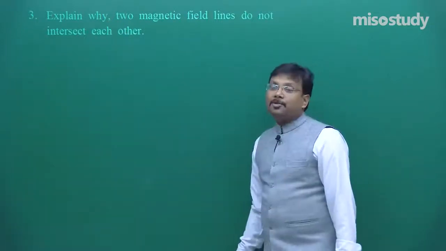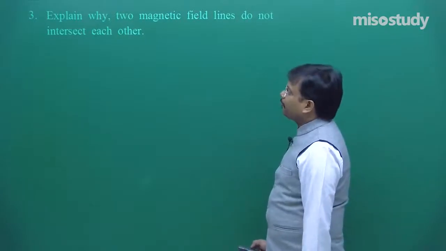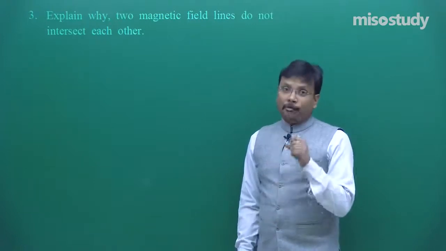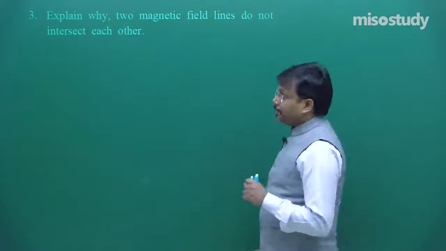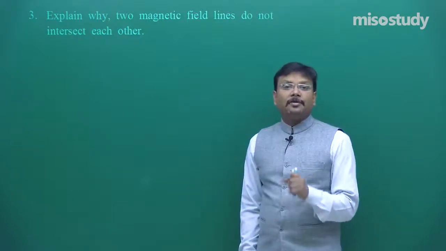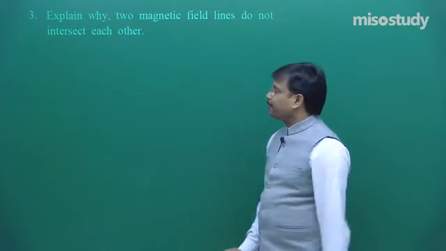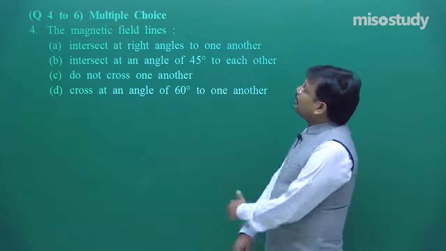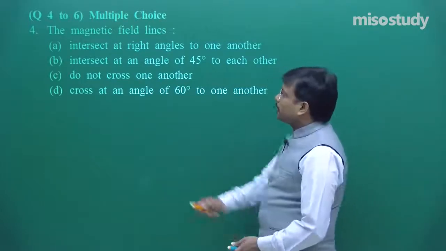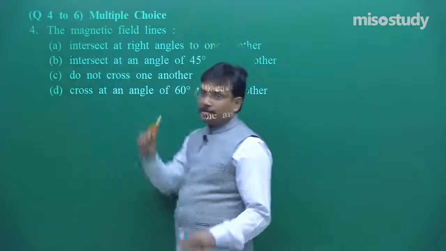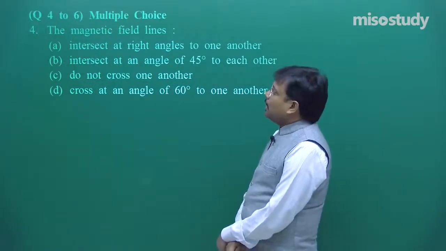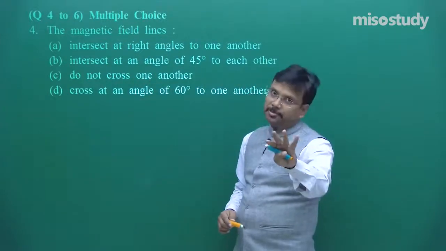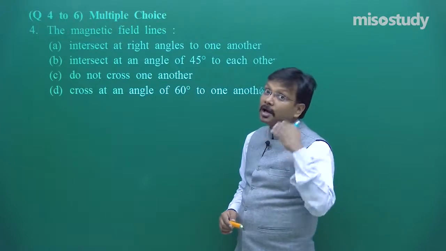Then comes question number 4. These 3 questions were in the category of very short answer. Now, let us see what instruction set is waiting for us for question number 4 onwards. It is multiple choice, and that too for questions 4, 5, 6. One statement, after that 4 options. You have to find out which one is correct.